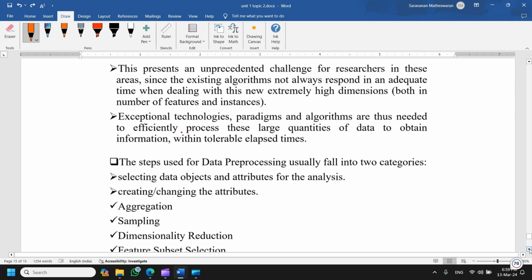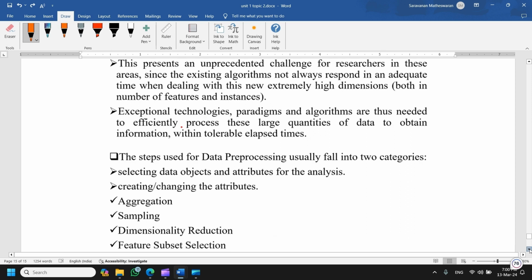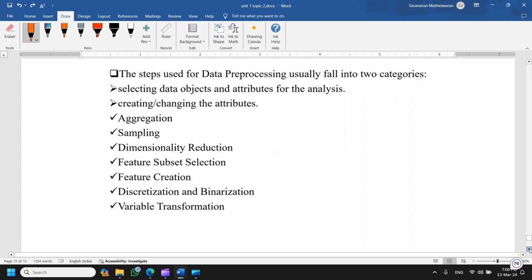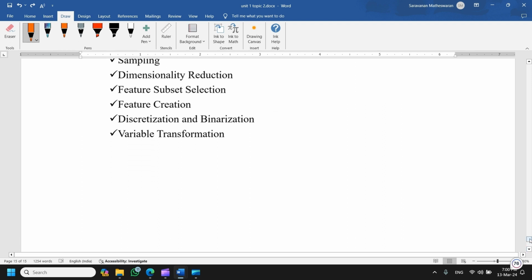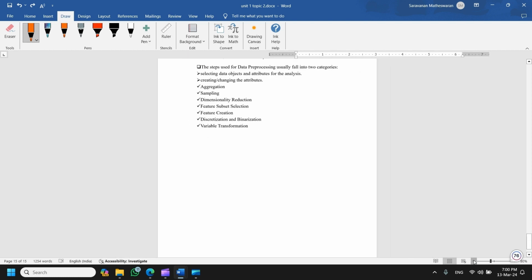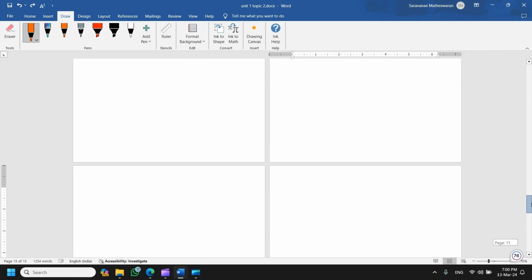Data pre-processing usually falls into two categories. Selecting data attributes for analysis, and creating or changing attributes. These include aggregation, sampling, dimension selection, feature subset selection, feature creation, discretization and binarization, and variable transformation. In this topic, it is easy to write. Remember the topic; you can remember these four points.